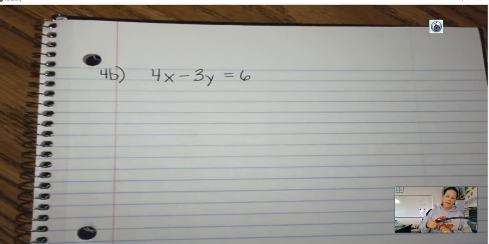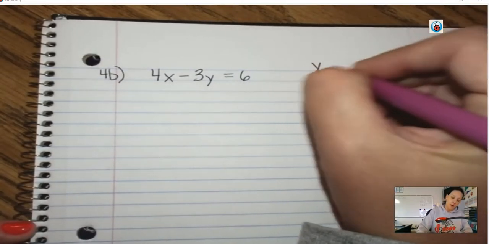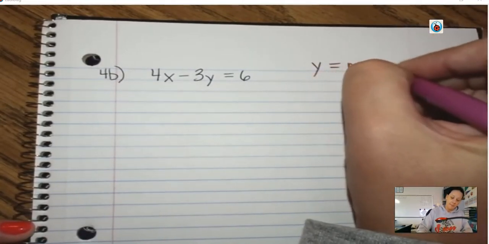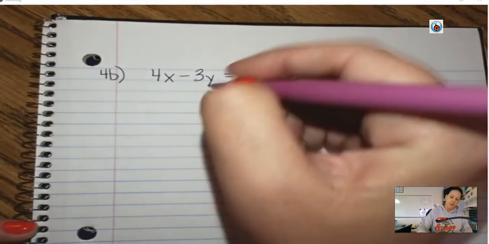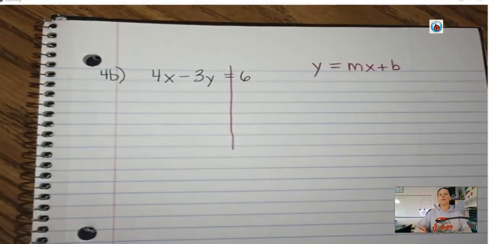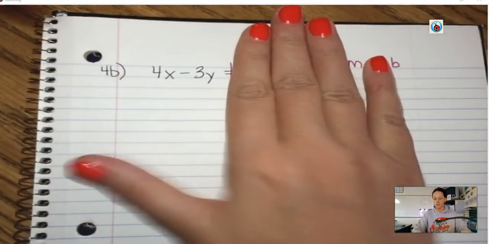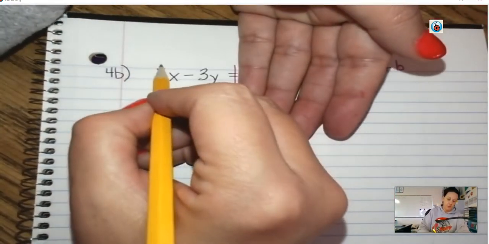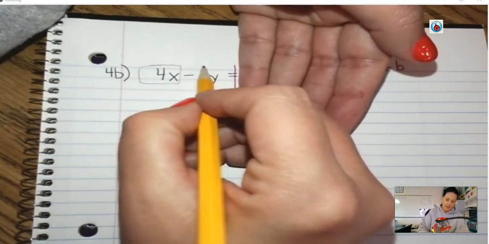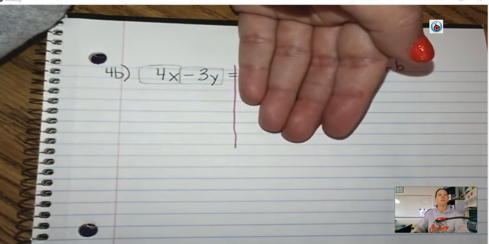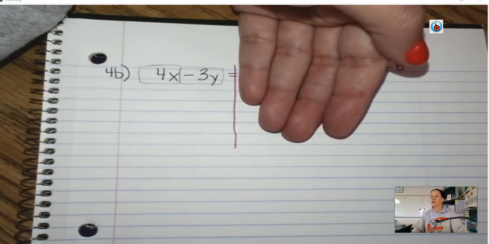Remember, I want to put it into slope-intercept form first, so I want to get y by itself. So I draw a line going down from my equal sign. Look at the side that has the y. Get rid of the other term. So right now, there's 2 terms over here. There's a 4x and a minus 3y. So get rid of the other term that's not the y.